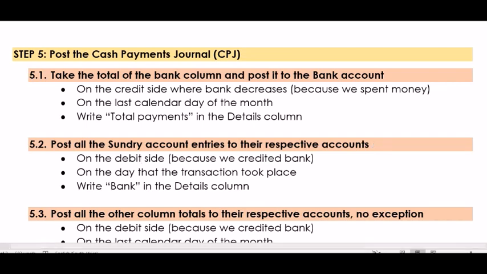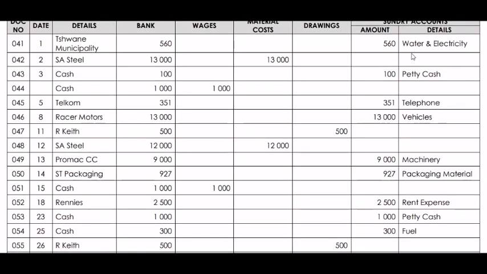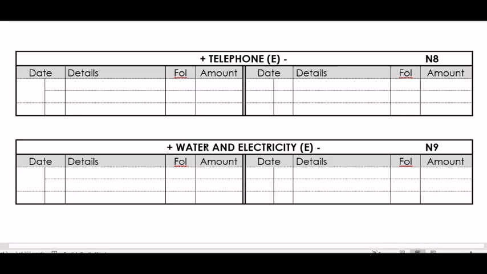Okay, so if we look at our CPJ, we have got all of these sundry account amounts. We've got water and electricity on the first of 560 Rand. So let's go and post that. You go to water and electricity. On the debit side, you will write March 2005. Remember now, because it's sundry accounts, you write the date that the transaction took place, the first. You write bank CPJ, and the value was 560 Rand.